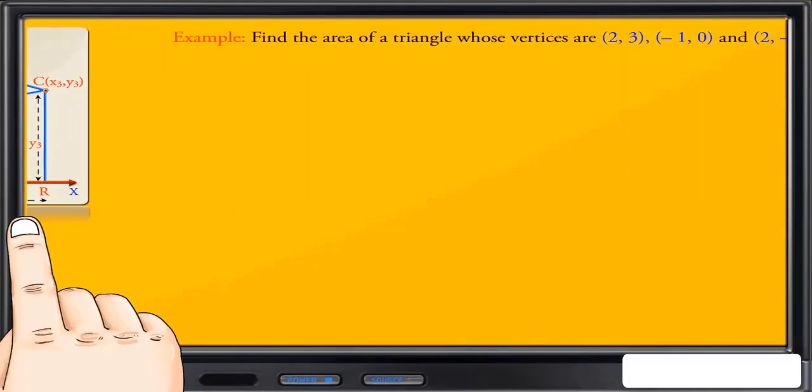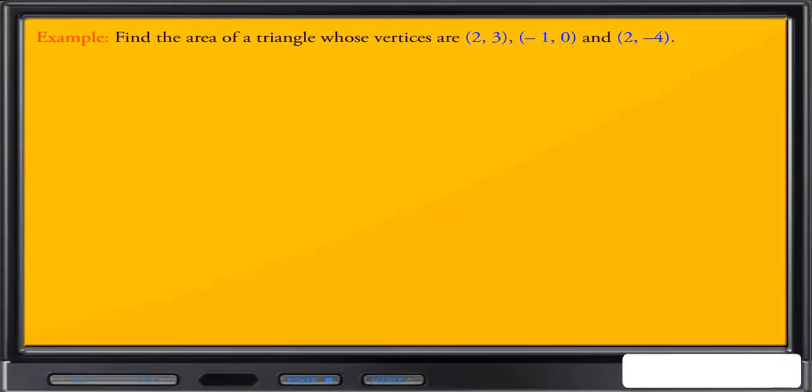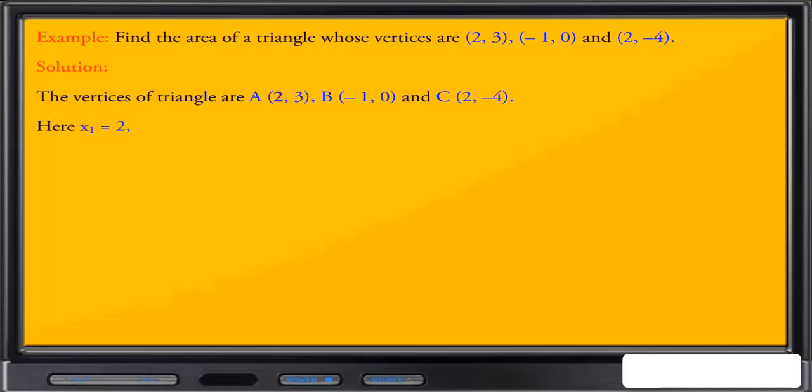Let us do some examples for better understanding. Find the area of a triangle whose vertices are (2, 3), (-1, 0) and (2, -4). The vertices of the triangle are A (2, 3), B (-1, 0) and C (2, -4). Here, x1 is equal to 2, x2 is equal to -1, x3 is equal to 2 and y1 is equal to 3, y2 is equal to 0 and y3 is equal to -4.